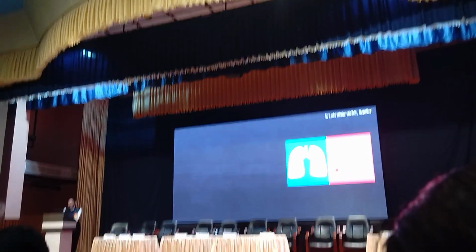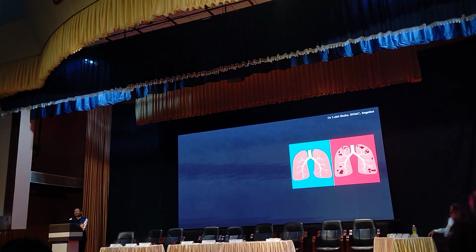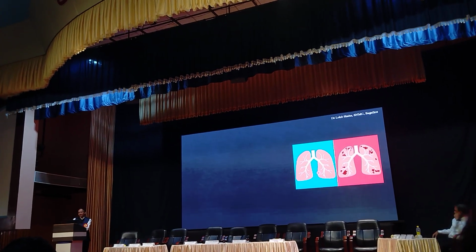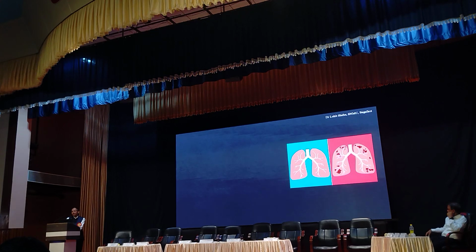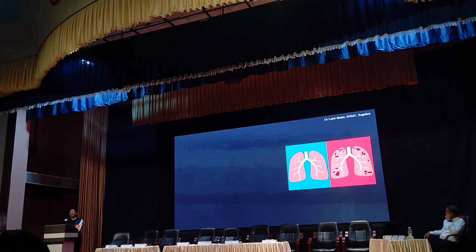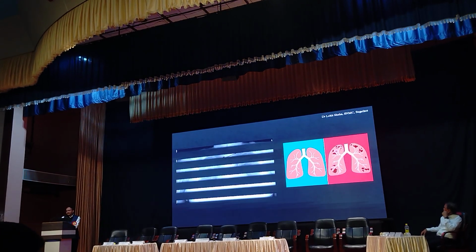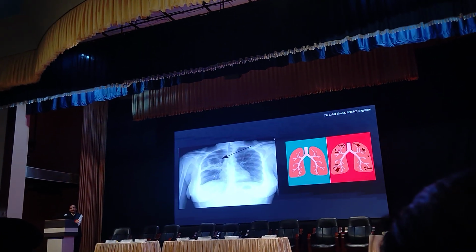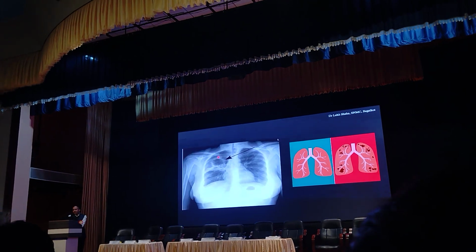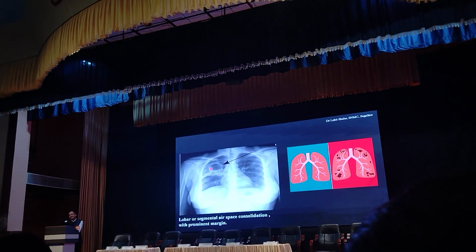Next, this is a normal lung. In some bacterial infections, sometimes there is damage to the parenchyma of the lung, so there is formation of a cavity because of the infection. When the cavity appears, we can see it in the X-ray like this. You can find a cavity over here. So this is called lobar or segmental.